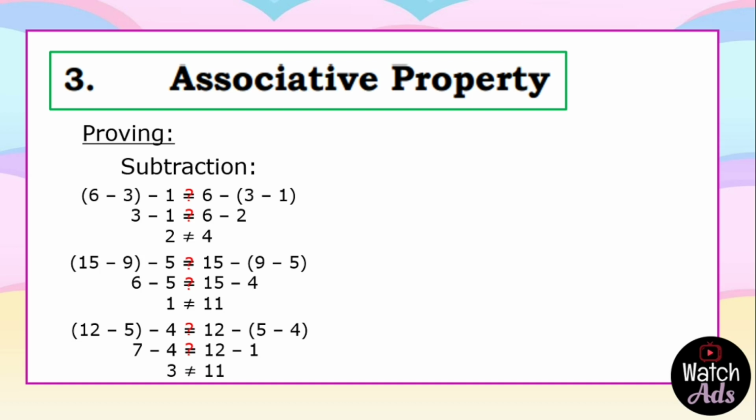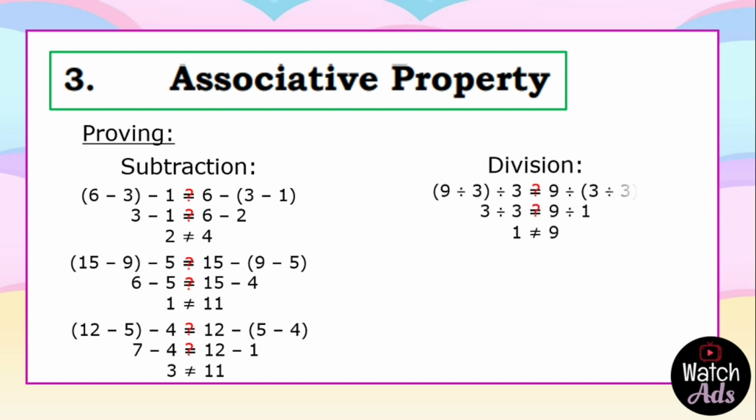That gives us 12 minus 1. 7 minus 4 is equal to 3, and 12 minus 1 is equal to 11. Therefore, the associative property is not applicable in subtraction. Let's try it in division.